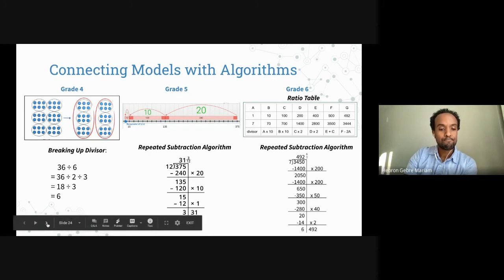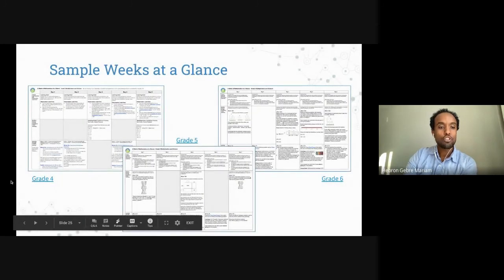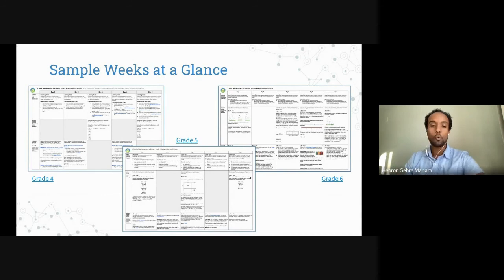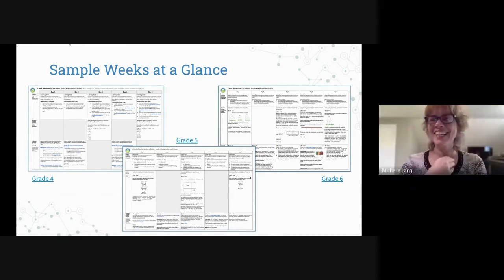And now we're just going to look at your sample weeks at a glance. Really? Just, you know what, Hebron, just stay on that slide. That's fine. Okay. So those are linked.